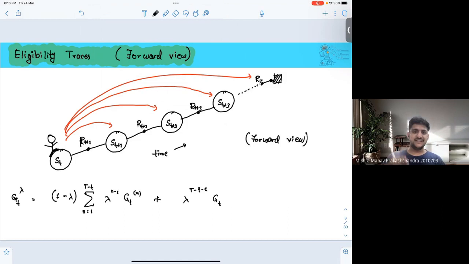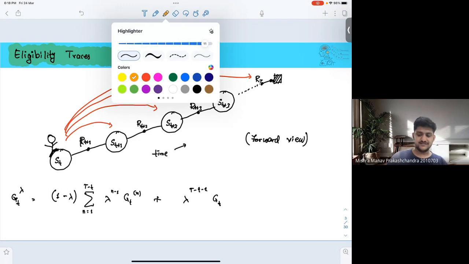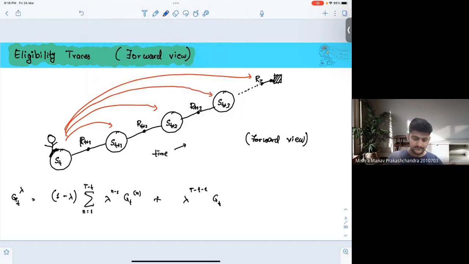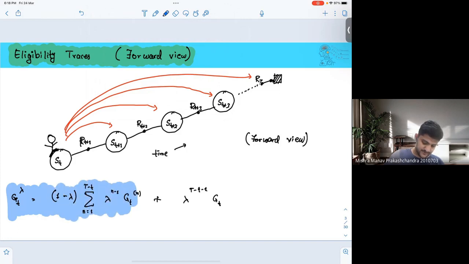Okay, so till that point you take the lambda step return, and after that, beyond time step t minus 1, or beyond time step t minus t, you take the full Monte Carlo return. Okay, this was something which was discussed till the last class, so maybe I should just highlight this. This is an important update rule for the forward view case.